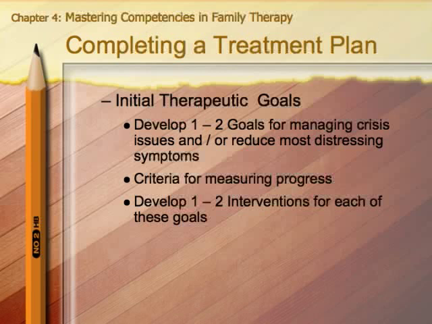So then the next phase here is the initial therapeutic goals. Here you're looking at goals that generally have to do with any type of crisis issues. And you also want to include criteria for measuring progress. This is typically what you would see in any public mental health setting. It's really important that those criteria for measuring progress are set, and also identifying one or two interventions for how to work through these initial goals.